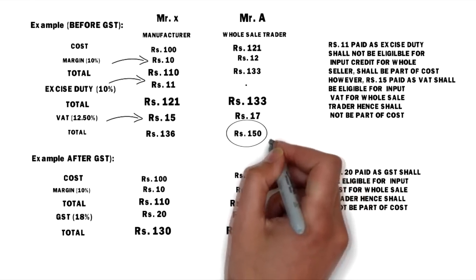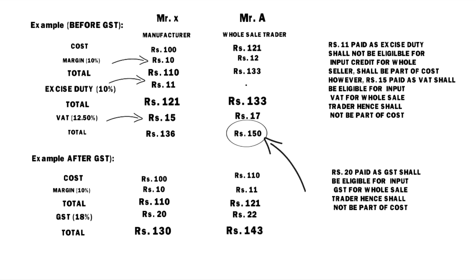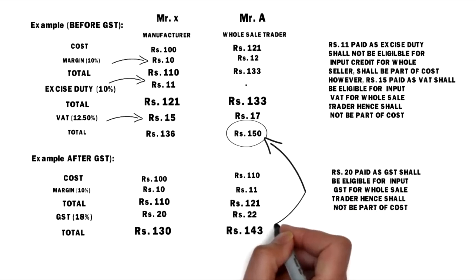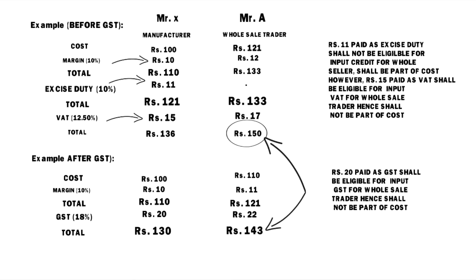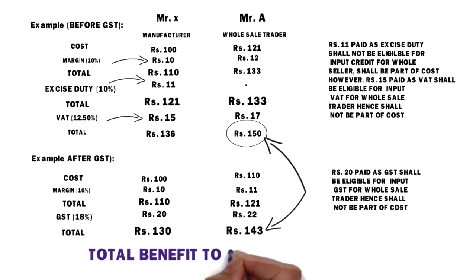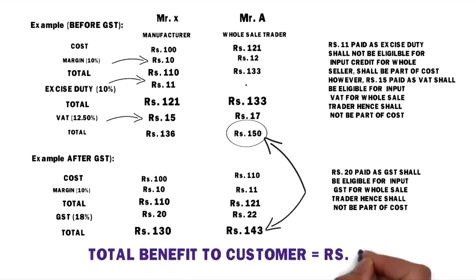Now you can see that before GST, the cost of the product in the hand of the consumer is rupees 150, and after GST, the cost of the product in the hand of the consumer is 143. The total benefit to the customer is rupees 7.